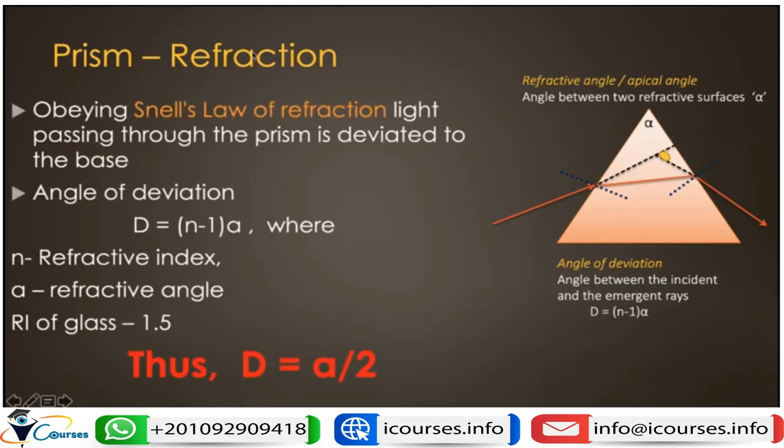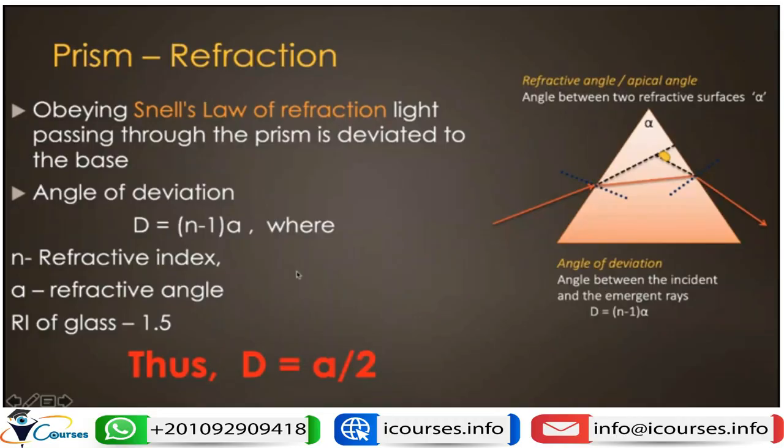So if we obey Snell's law of refraction, the light passing through the prism will be deviated toward the base, as it passes from more dense to less dense, so it will be deviated away from the normal.